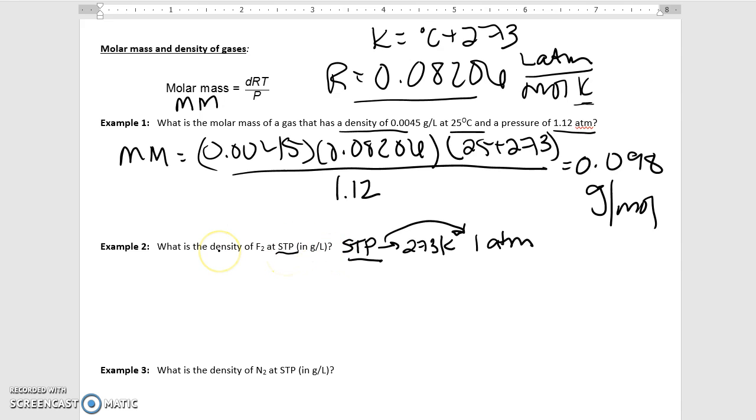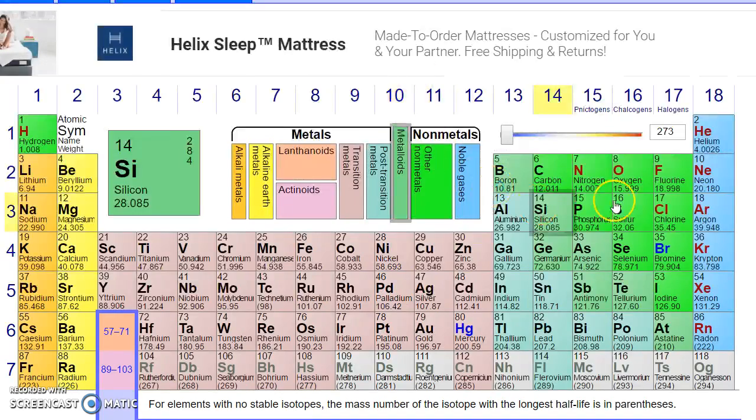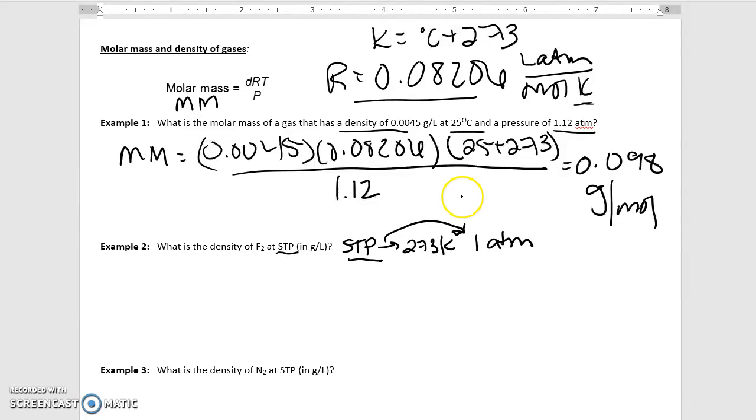So looking at this, we have what's the density of F2? F2 is going to be key. It's going to give us a lot of information. So I'm going to pull up the periodic table here. I look for F. F is right here. F is fluorine. I look for the mass that's underneath it, like we talked about earlier in the year. That's about 19, I'm just rounding. Because it's F2, I take 2 times 19, which is 38. That's how I'm figuring out the molar mass. So I know my molar mass is 38.